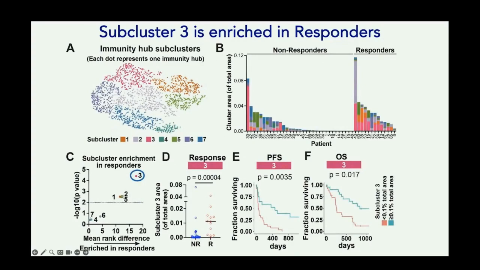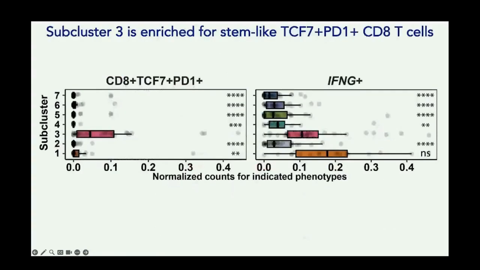Oh, so first I'll show just one more thing. Cluster 3 is associated with greater progression-free survival, but also with overall survival for patients. So the more you have of cluster 3, the more likely you are to survive. And this is pre-therapy. This is without any therapy. Patient comes in. If they have cluster 3, they're much more likely to respond to immunotherapy and to have much longer survival. So what is subcluster 3?